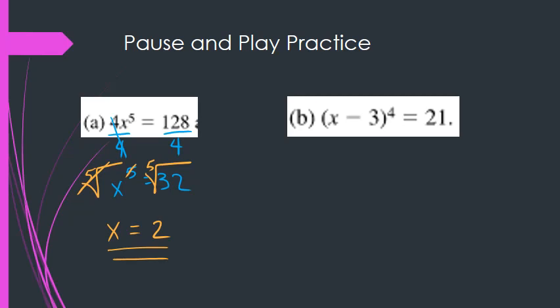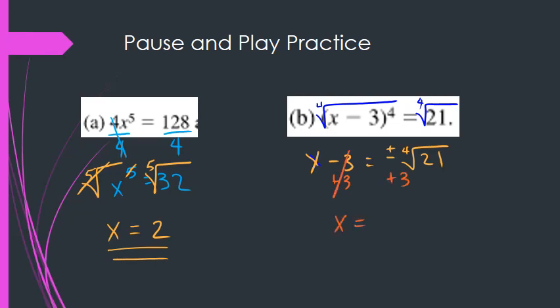The next one, I'm going to take the fourth root of both sides. So I'll have x minus 3 equals positive or negative, remember, because it could be positive or negative answers, the fourth root of 21. Now I'm going to add 3 to both sides. So x is 3 plus or minus the fourth root of 21.